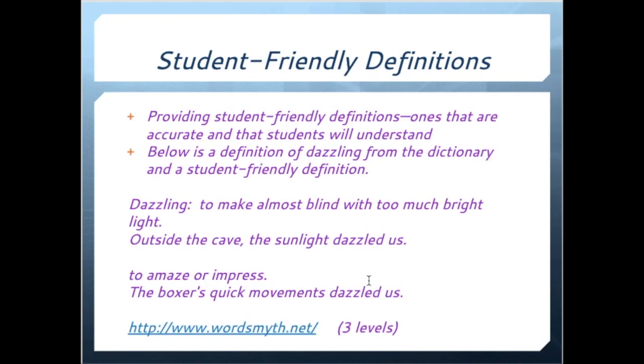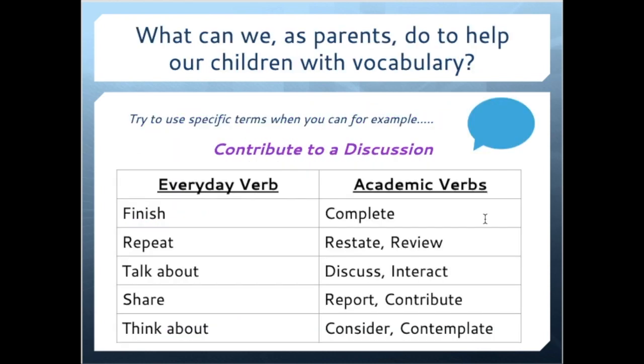You want to provide student-friendly definitions, so providing the students with ones that are accurate and the students will understand. Below is a definition of dazzling from the dictionary and then a student-friendly definition. Dazzling, to make almost blind with too much bright light. Outside the cave, the sunlight dazzled us. To amaze or impress, the boxer's quick movements dazzled us.